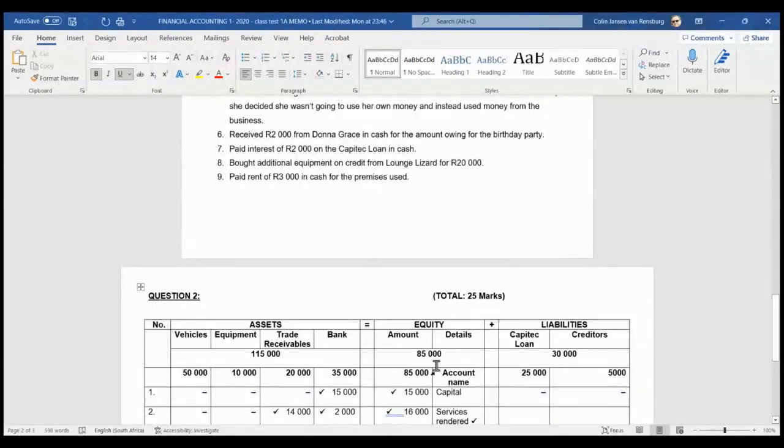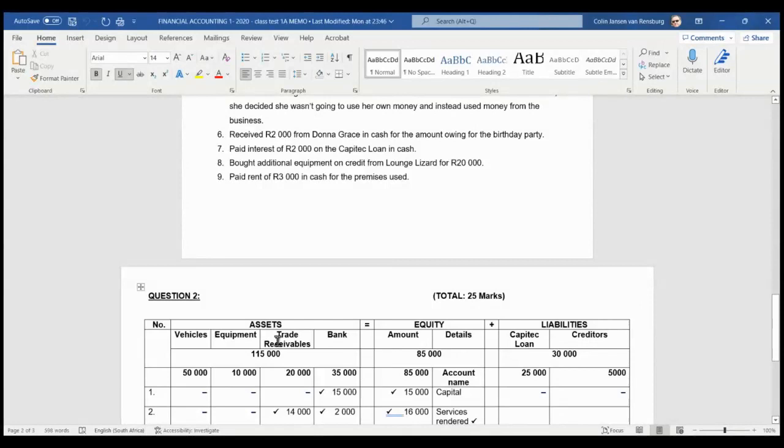Here in the case of the equity, they've given you the opening balance already. And in the case of the liabilities, they've provided you with the name of the accounts. So the 2 accounts there is Capitec loan. So they've got a long-term loan probably from Capitec loan, and then their creditors or their trade payables, if you wish, right? So you can either use the term creditors or trade payables. In this case, either trade receivables or debtors.